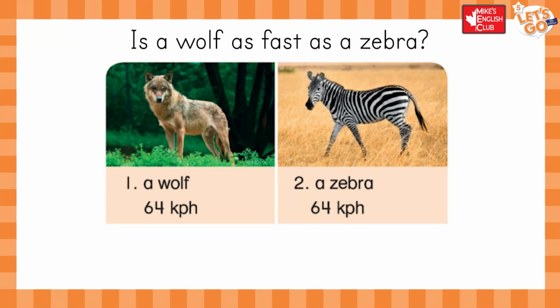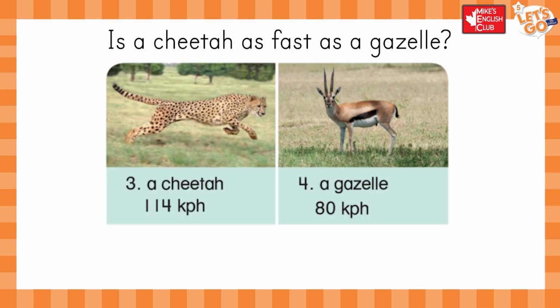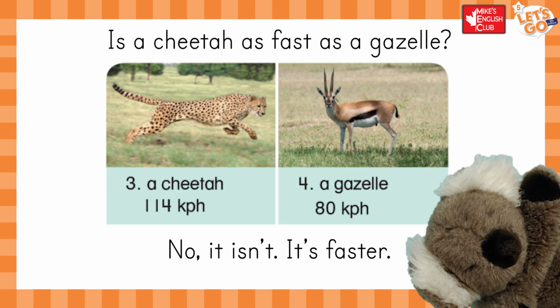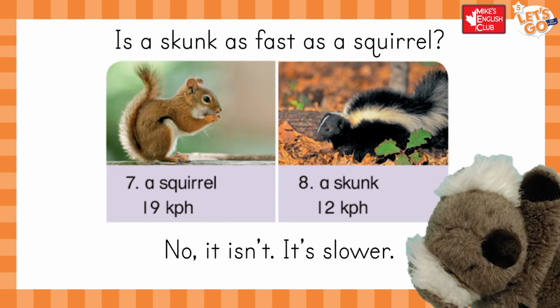Let's practice that. Is a wolf as fast as a zebra? Yes, it is. Is a cheetah as fast as a gazelle? No, it isn't. It's faster. Is a skunk as fast as a squirrel? No, it isn't. It's slower. Cool. And with all of that done, I think we're ready to start the workbook.